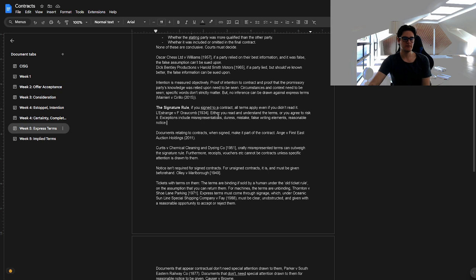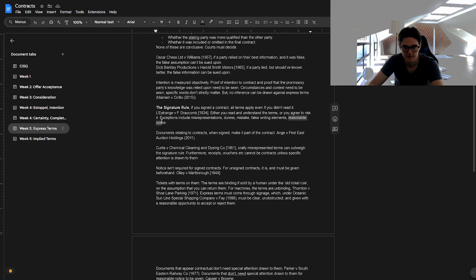The signature rule, from L'Estrange v Graucob, or however you pronounce that, is that when you sign a contract, all the terms apply to you, even if you haven't read it. So you can't say, "Oh, I didn't know that was in the contract." You signed it. Either you read and understand the terms, or you agree to risk not understanding them. Unless in the contract there's a misrepresentation, duress, mistake, or false writing elements.